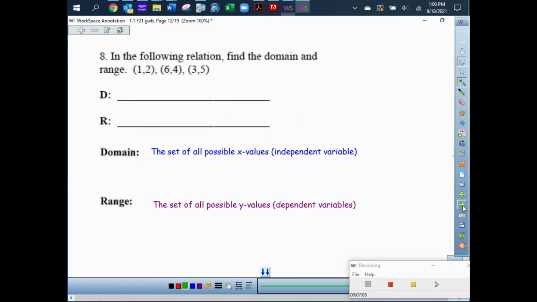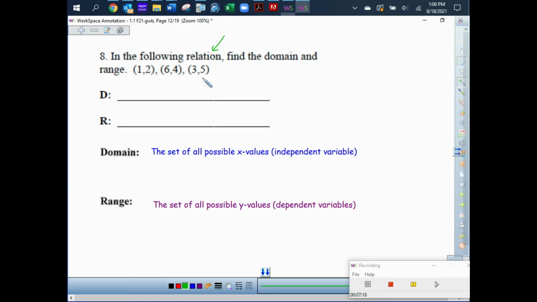Now here's a new question that I've added because there are things on our math lab and on our test about it later. It says, in the following relation, find the domain and range. A relation is just a set of ordered pairs, points on a graph. It's such an easy question that it's hard for most students. They're thinking negative infinity to positive infinity, but no, this is a finite set.